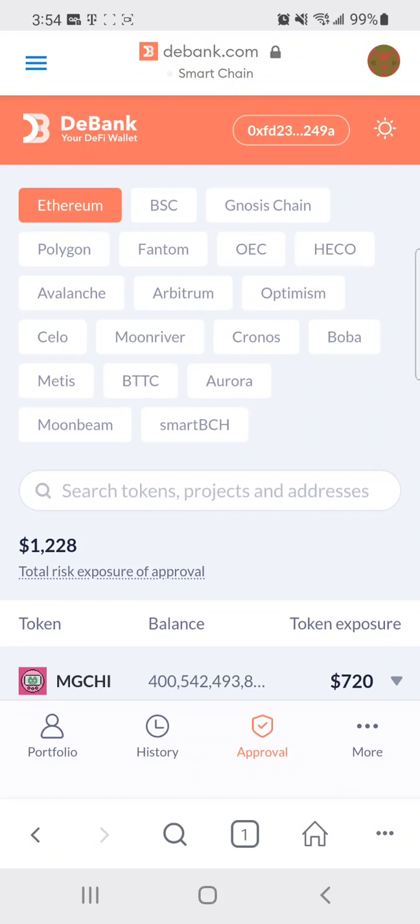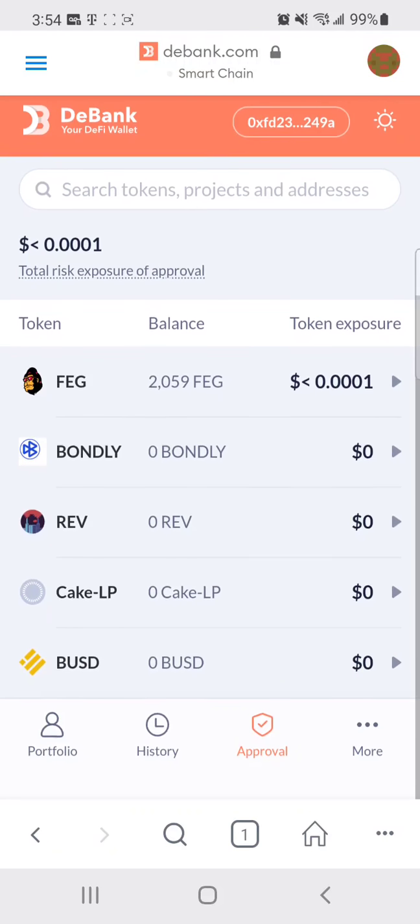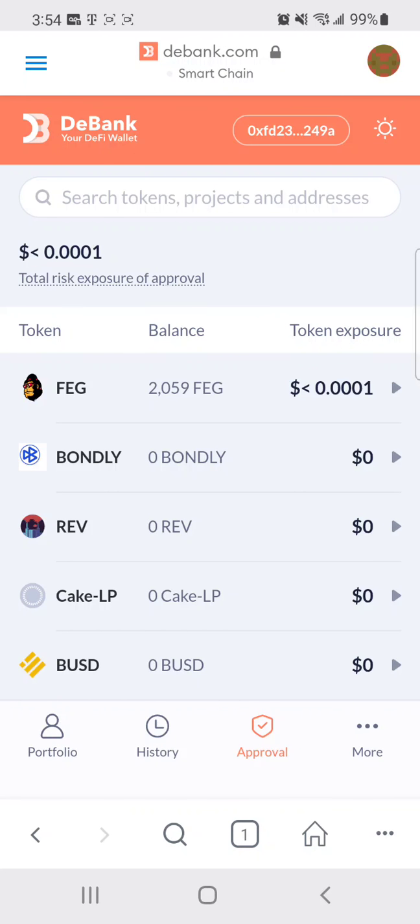All right, let's go to one more. I'm gonna go to the BSC network. And I have no exposure here, right? So it shows you the tokens that I have had in my wallet. But because there's actually none of these currently in my wallet, token exposure is basically $0. All right. So that's how you do that, family.